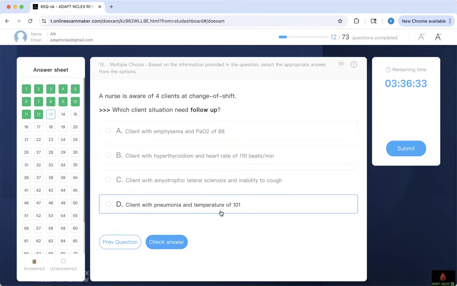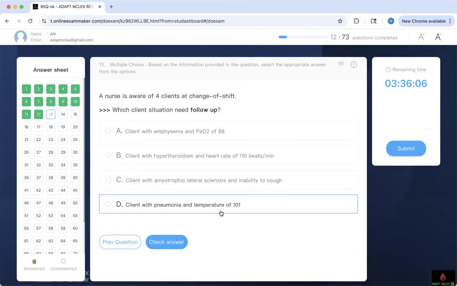The nurse is aware of 4 clients at change of shift. Which client's situation needs follow-up? That means we have to do something about it. Client with emphysema, his saturation is 88. Is that okay? Client with hyperthyroidism, his heart rate is 110. Is that okay? Client with amyotrophic lateral sclerosis and inability to cough. Is that okay? Client with pneumonia and a temperature. This is what we call prioritization using expected finding and unexpected finding.